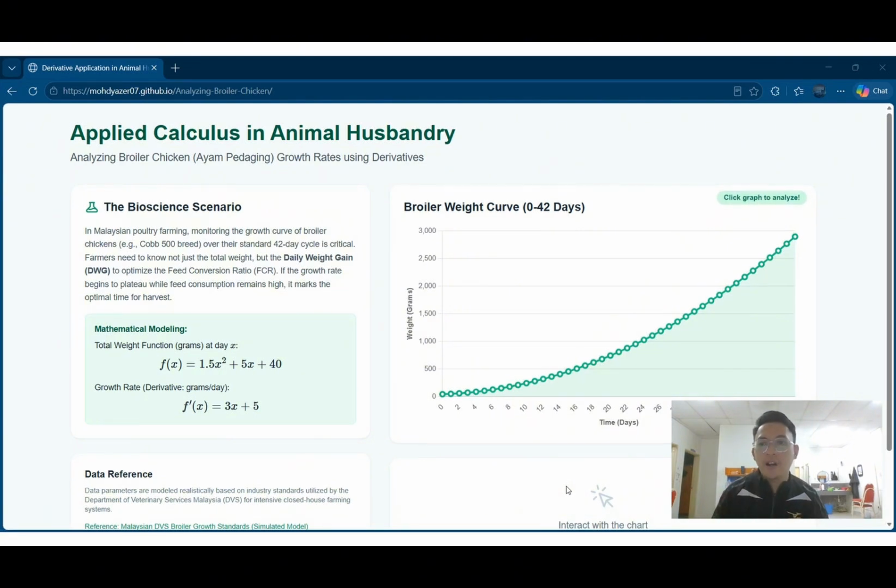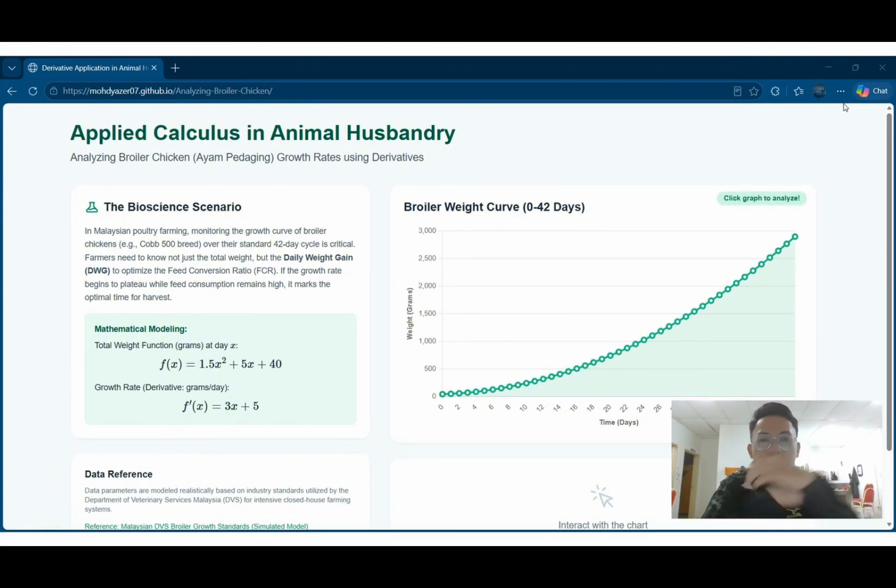So today I will explain the graph given, based on my course. The title given is Applied Calculus in Animal Husbandry. As you can see on the graph on the shared screen, the presentation is about applying calculus in animal husbandry, specifically analyzing broiler chicken growth using derivatives. This project uses mathematics to understand how chickens grow and how farmers can improve productivity.